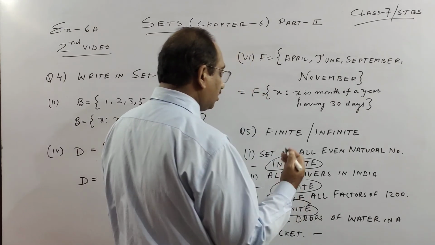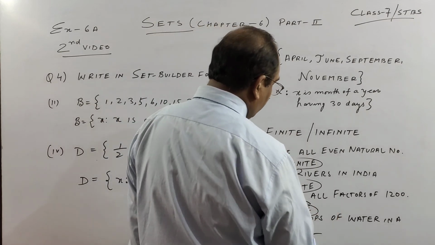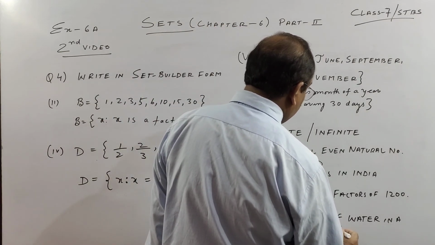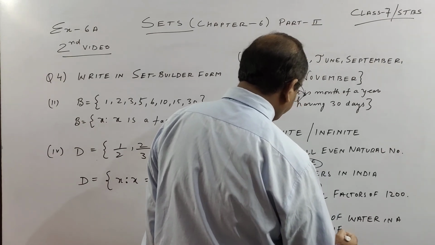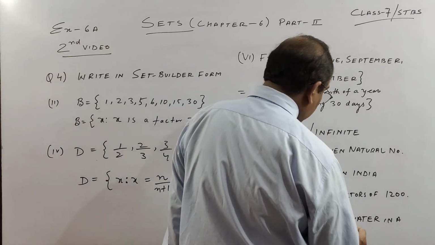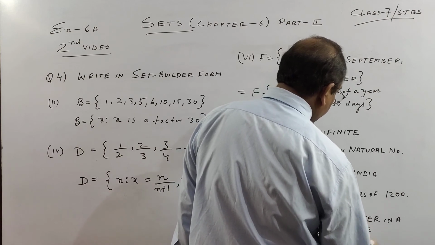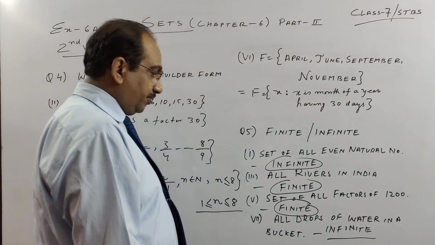Finite means which are countable. All drops of water in a bucket. It's quite difficult, children, to say how many droplets are there. Water drops are there. Infinite set we have.